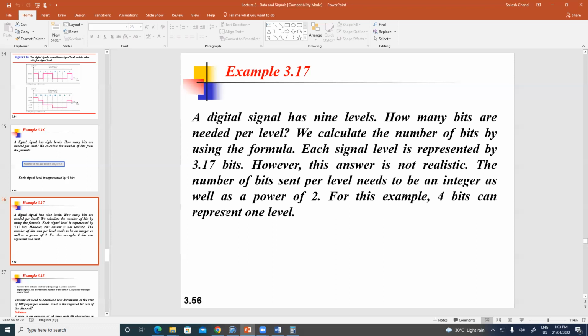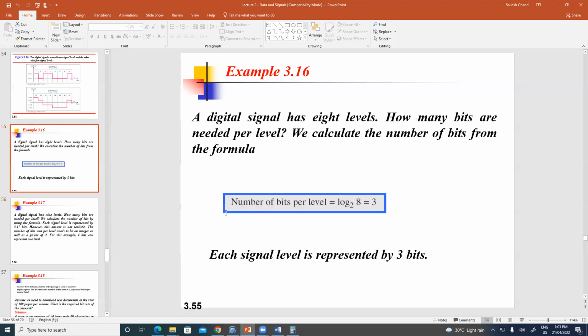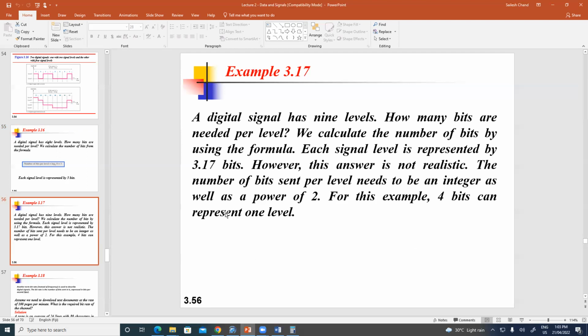So 9 levels. It says 3.17, but that is not realistic. Each signal level represents 3.17 bits. However, since the answer is not realistic, the number of bits sent per level needs to be an integer, as well as a power of 2. So in this case, 4 bits can represent one level. Right?